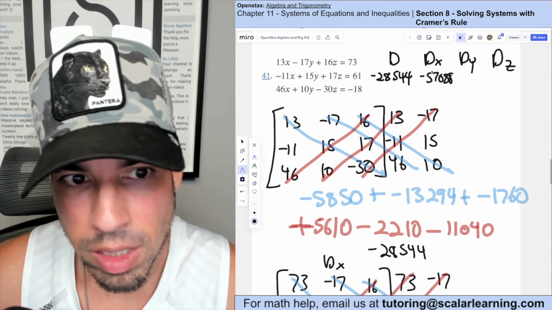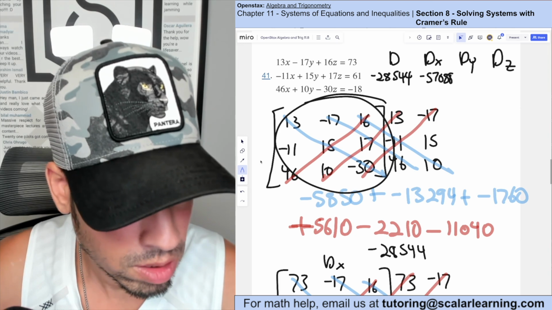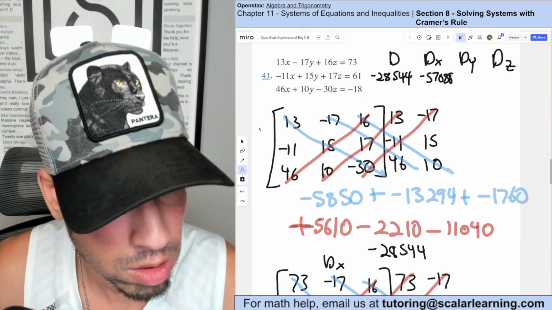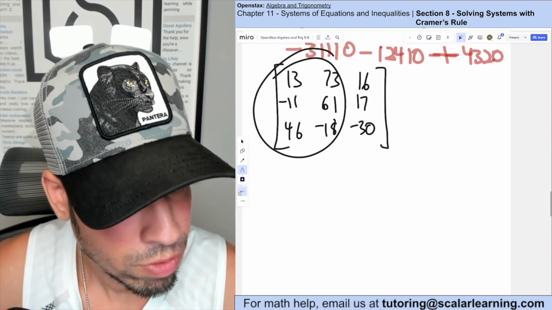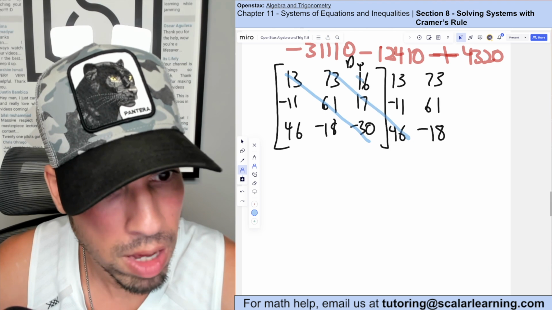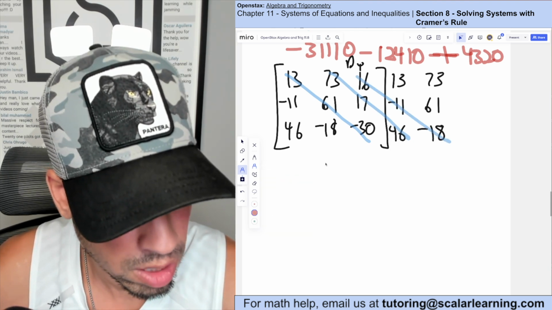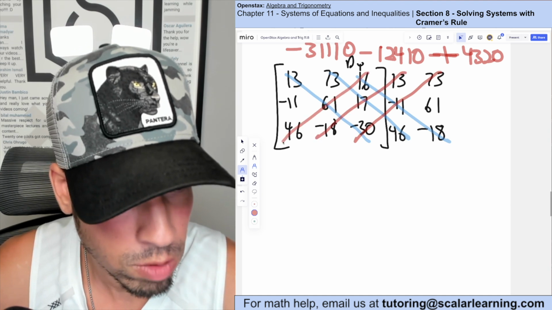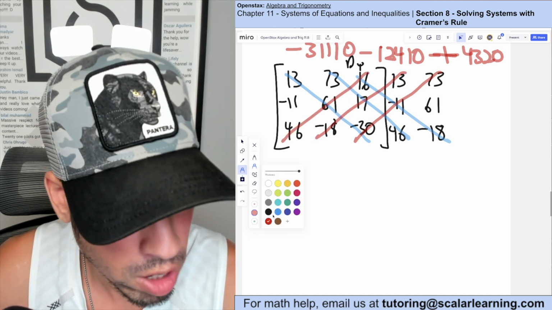Next, we're going to solve for dy. So it's again using the same exact matrix. Now we're replacing the y column with those constants. Let's write it out. Now we're going to repeat these first two columns over here. Now we're going to multiply, multiply, multiply. We're going to add all those together. And then we're going to take this product, and this product. These ones in red, we're going to subtract. Okay, let's write them out.